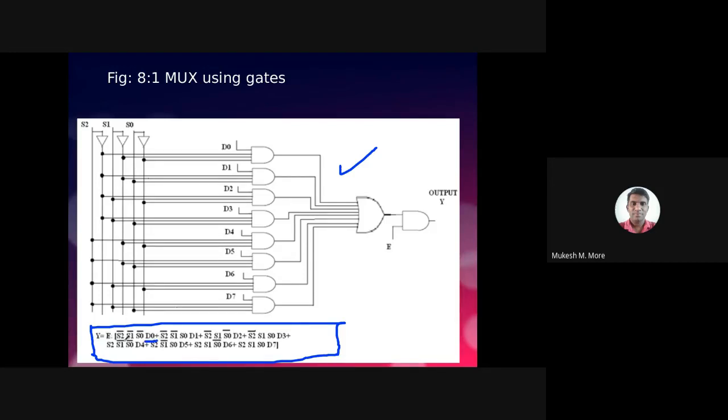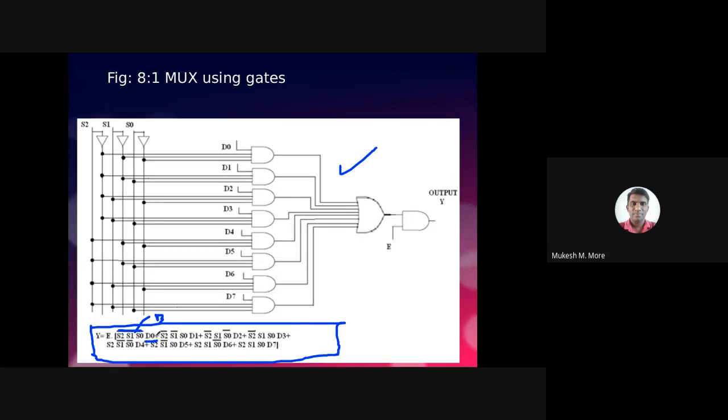When E is equal to 1, S2 bar, S1 bar, S0 bar means that all select lines are 0 and D0 is there, so it is selecting D0 at the output. In the same way, S2 bar, S1 bar, S0 means the value is 0, 0, 1, D1. It will select D1 now.